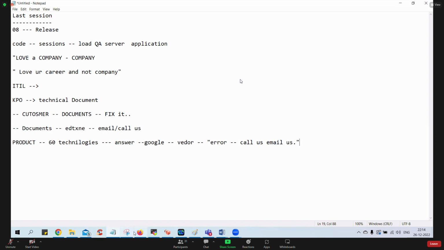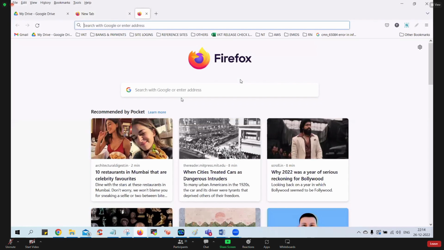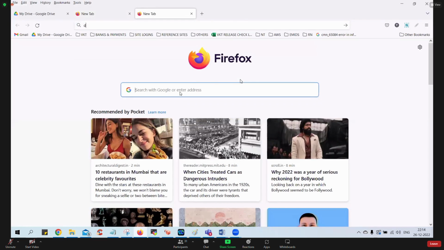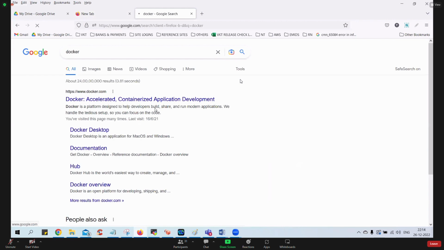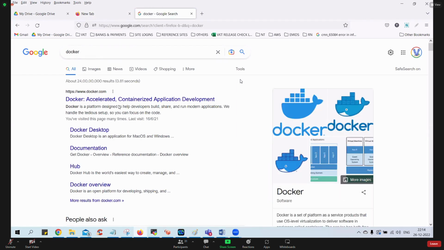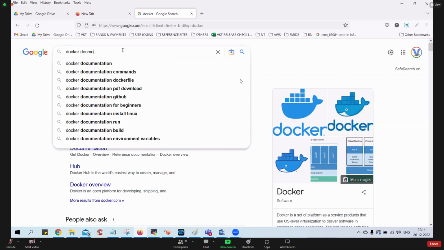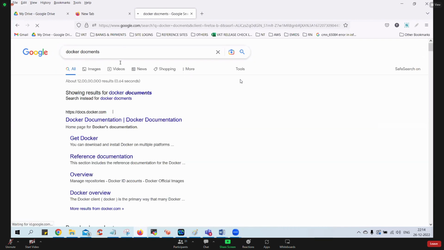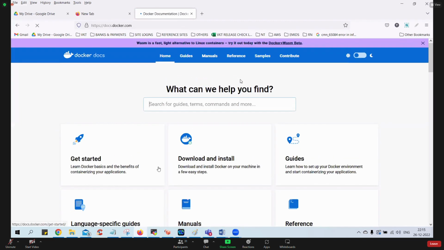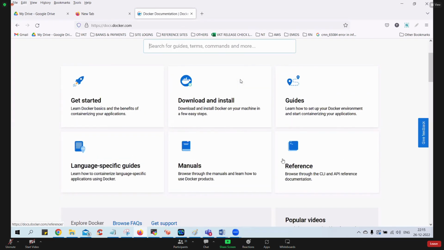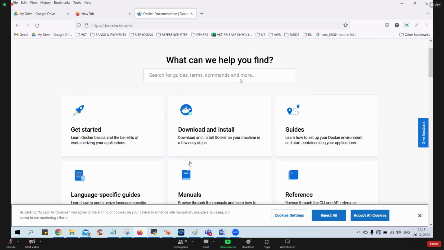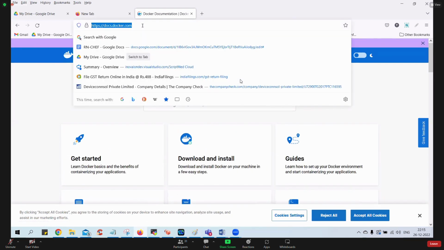For example, I'll just open, let's say, Docker. Docker technical documents are super clear. Just an example, guys. If you're finding any trouble, there are guides, references, and manuals you can download. But again, there are some tools like Puppet.